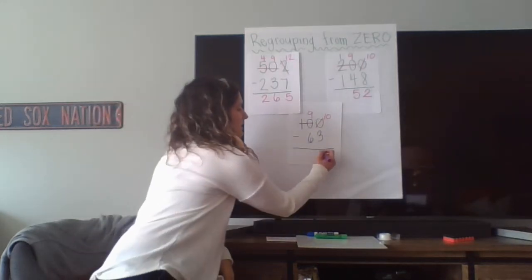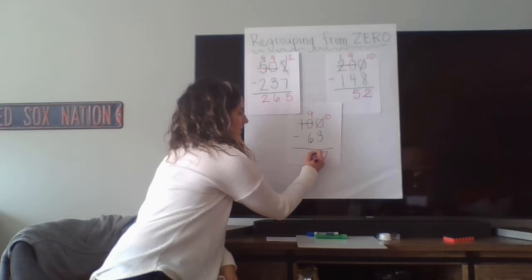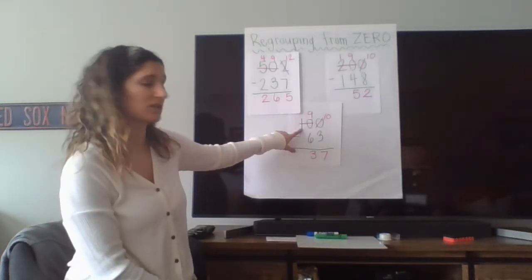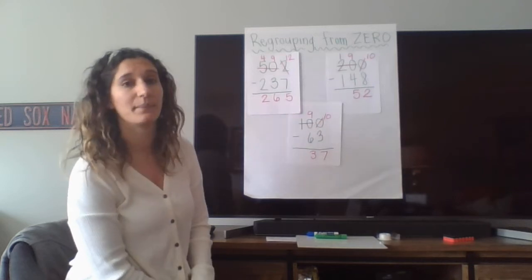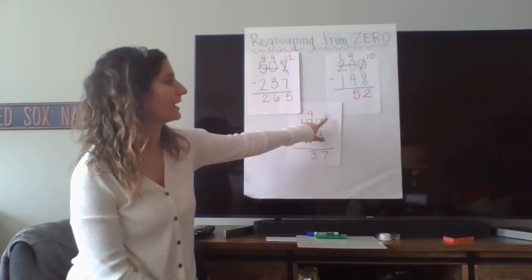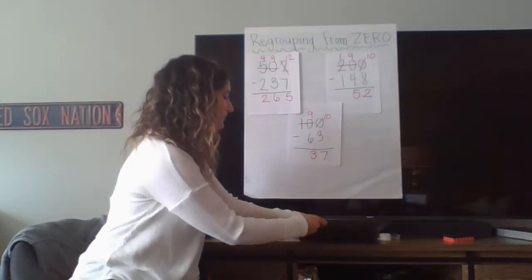10 minus 3 is 7. 9 minus 6 is 3. And again, remember, this 1 no longer exists because we used it to make our 9 tens and our 10 ones. Okay, I'm going to put some problems on my board.